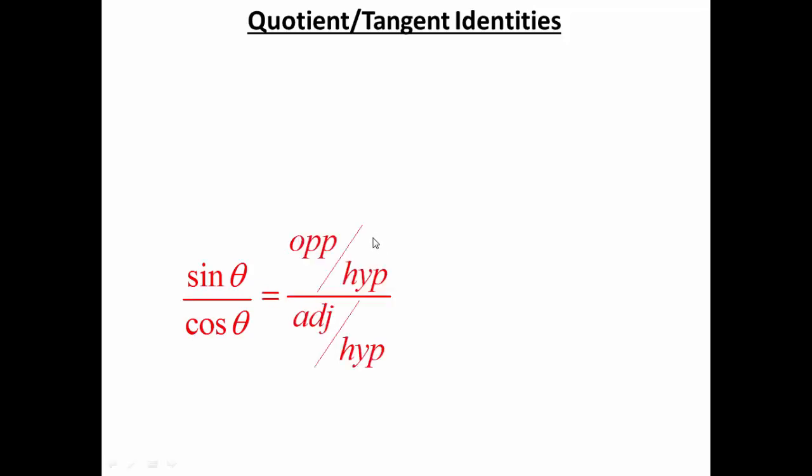Well, I know that sine is defined to be opposite over hypotenuse, and I know that cosine is defined to be adjacent over hypotenuse. And when I'm dividing fractions like this, if I have 3 over 2 divided by 1 over 2, the denominators of the fractions would cancel out. So I'd just be left with opposite over adjacent in this case. Well, wait a second, opposite over adjacent, isn't that something else? Yeah, that's tangent. In other words, tangent is equivalent to sine over cosine.